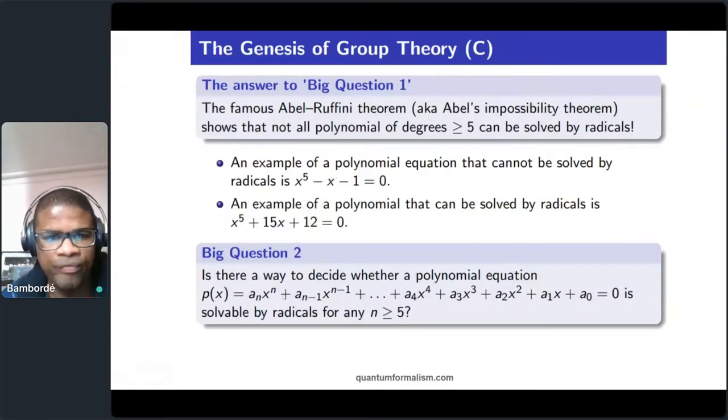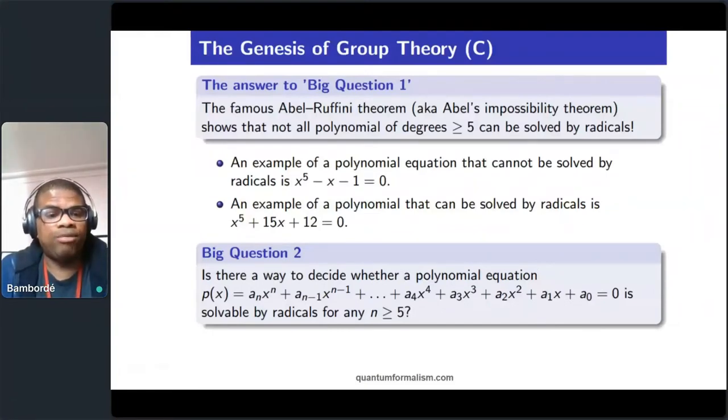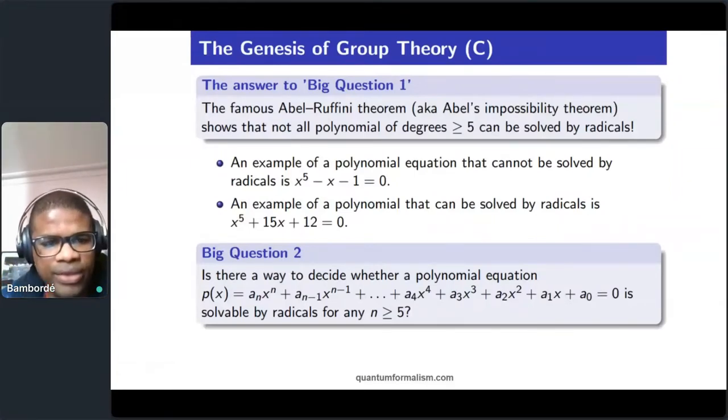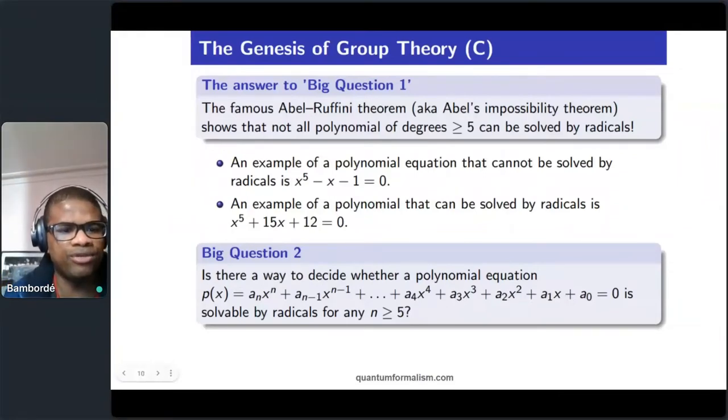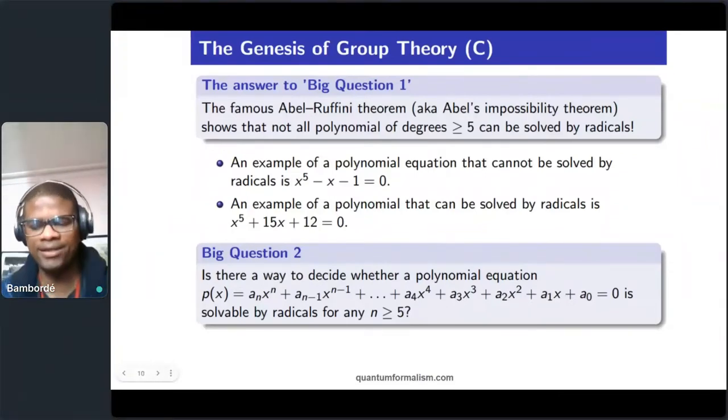This is related to this question. Abel-Ruffini says that not all polynomials of degree greater or equal to 5 can be solved, but it doesn't give us an option. If I give you a polynomial, how do you know whether it's solvable or not? That's a big question. This is where the essence of Galois' theory is: to try to answer this question. When I give you a polynomial, you can go through a series of steps, of techniques, to decide whether it's solvable or not. Not necessarily to find the solution, but just to decide whether you should waste your time trying to find a way of solving it by radicals.